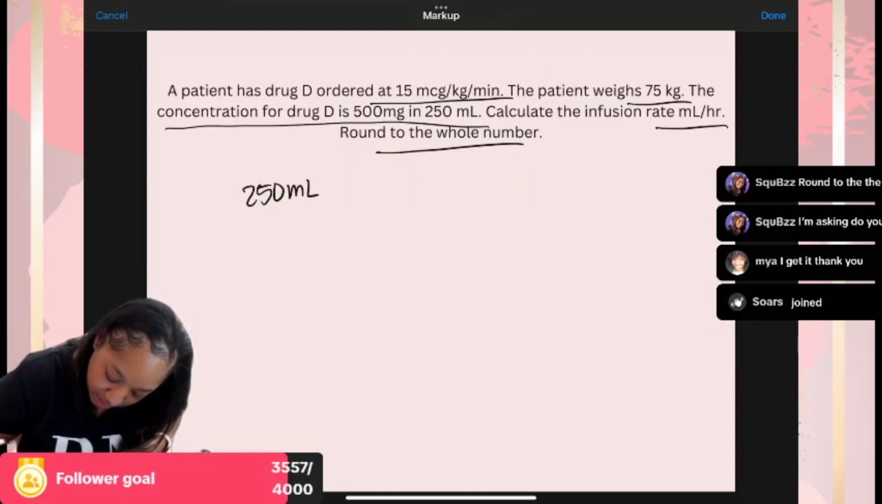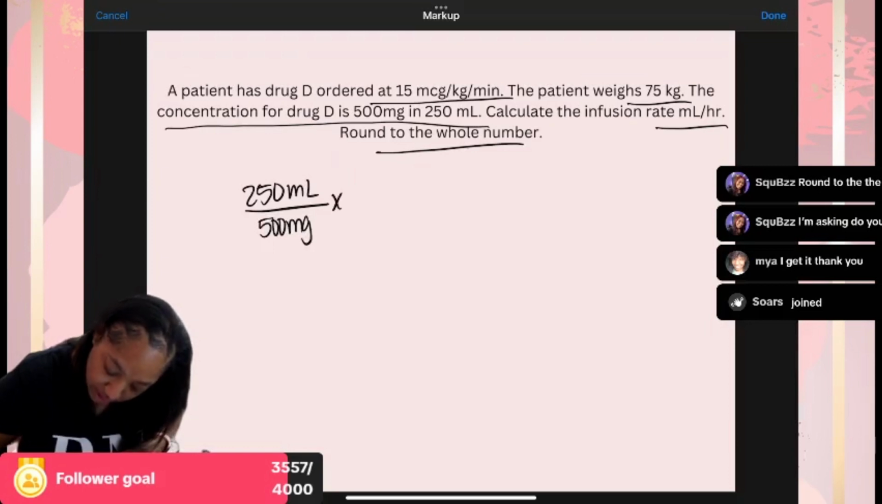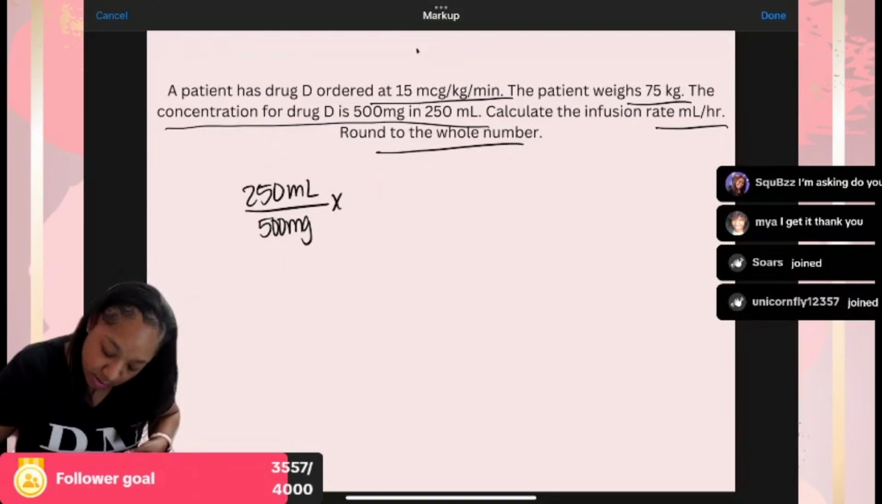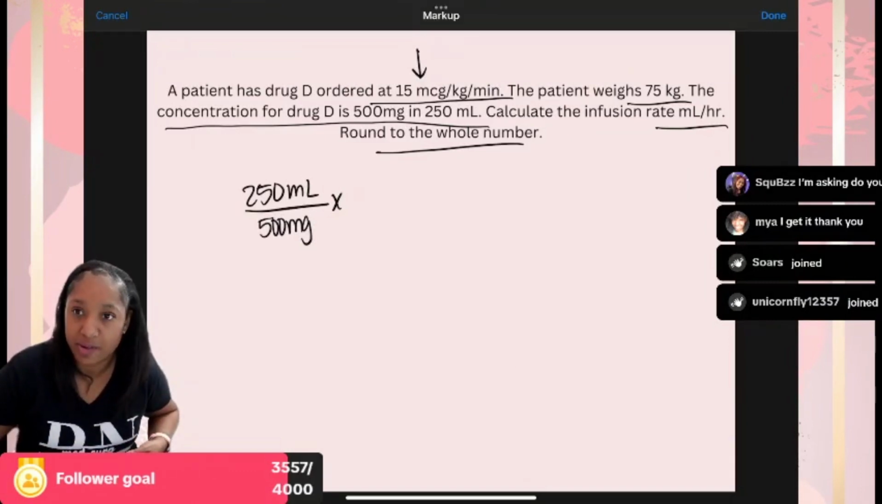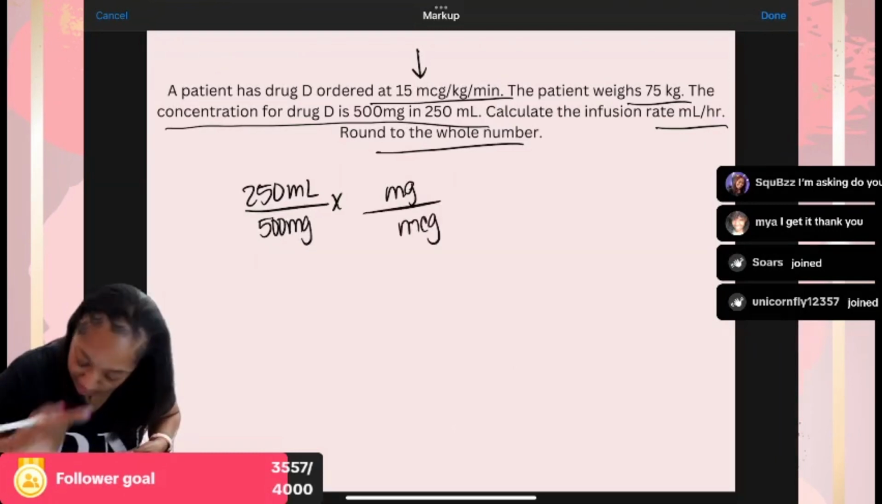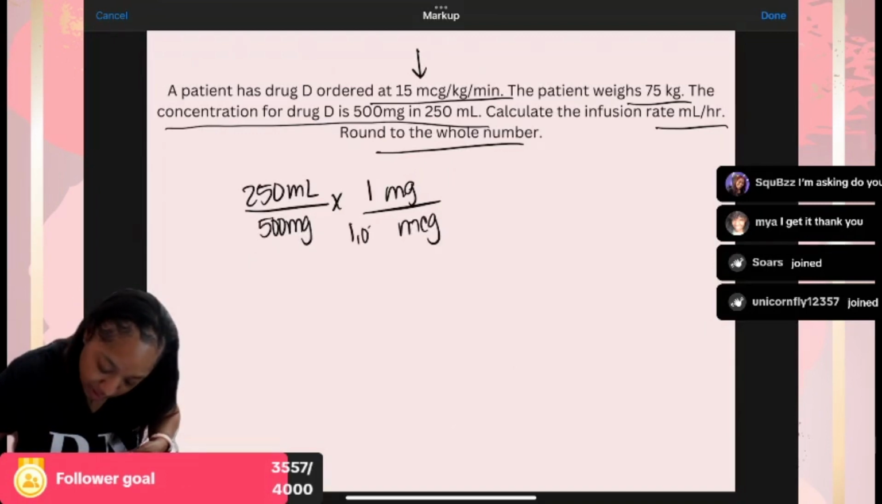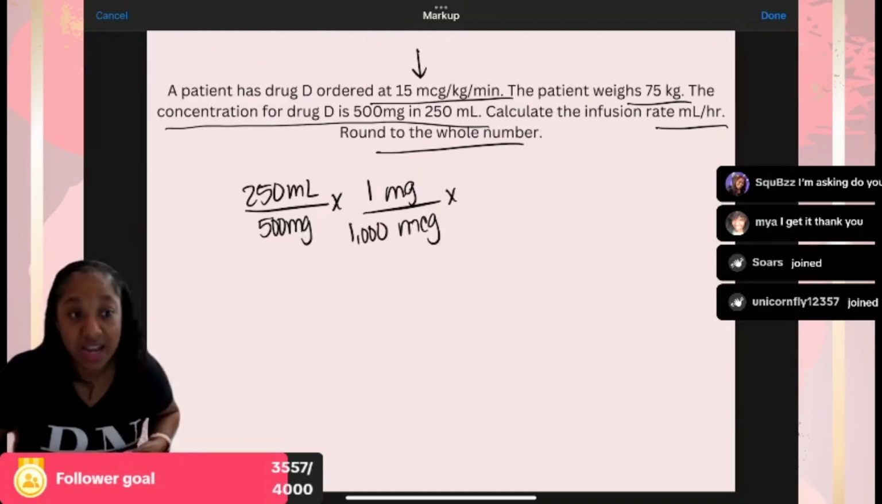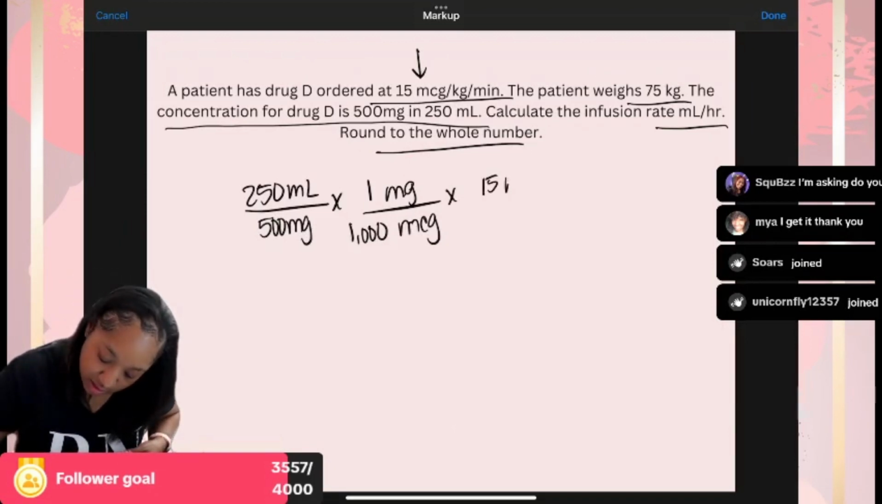250 mLs over 500 mgs. Okay? So then our order is in micrograms, so we'll have to do a conversion right here. We'll put milligrams on top and micrograms on the bottom. 1 milligram is going to be 1,000 micrograms. Now we can put our micrograms on the top. So 15 micrograms over kilogram per minute.